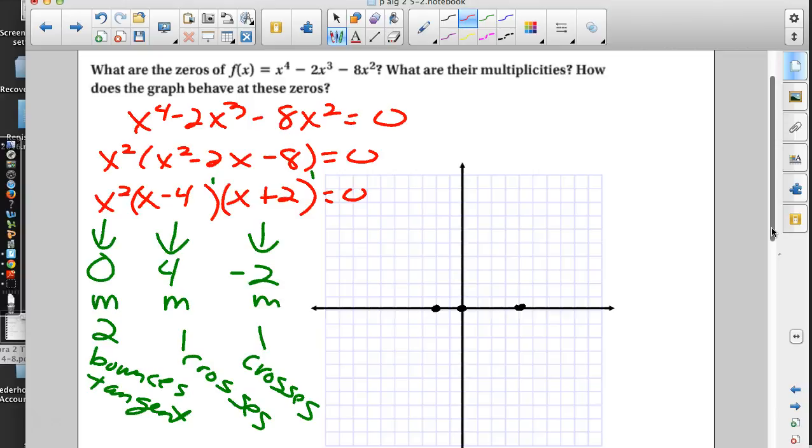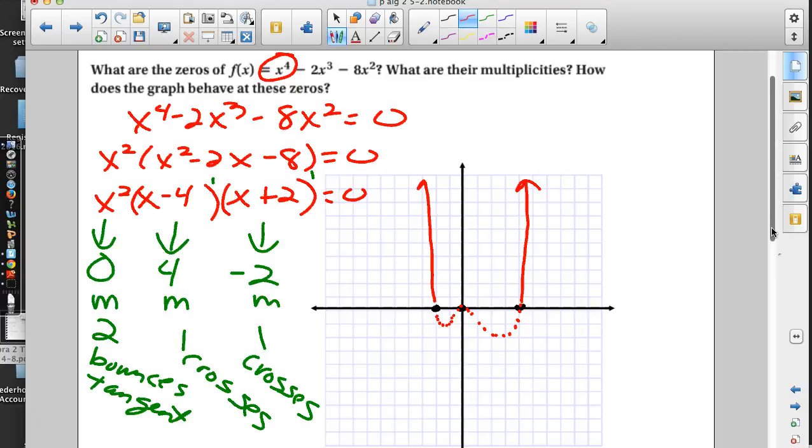Well, we have much more than that. We know the end behavior. That's an x to the 4th. X to the 4th is a parabola that opens up. We also know that it bounces at 0. So this is going to be a bounce. It's supposed to cross at the other two. So it's got to come across, but then it's got to bounce, and then it's got to go back down so it can cross over here.